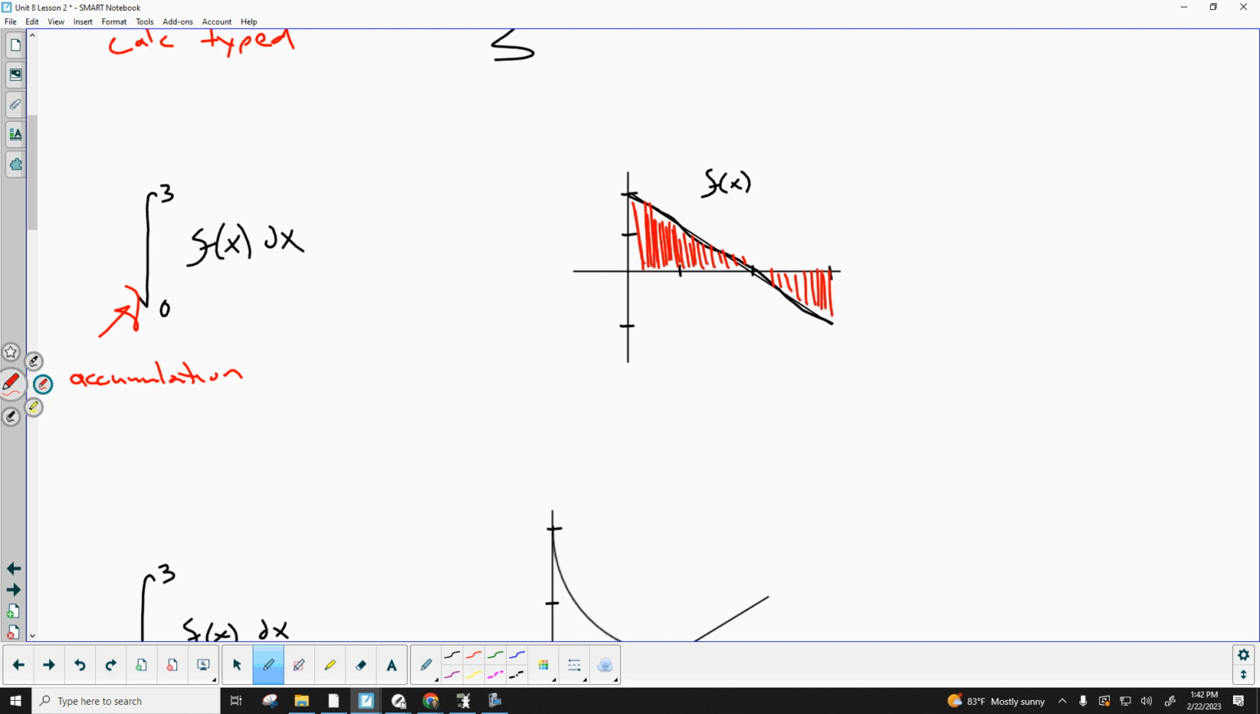Guys, it's like, well, I can't take an antiderivative, Mr. Messer. What do I type into my calculator, Mr. Messer? Don't worry. It's a triangle. This is a triangle. You guys know the area formula for a triangle. Tell your neighbors.